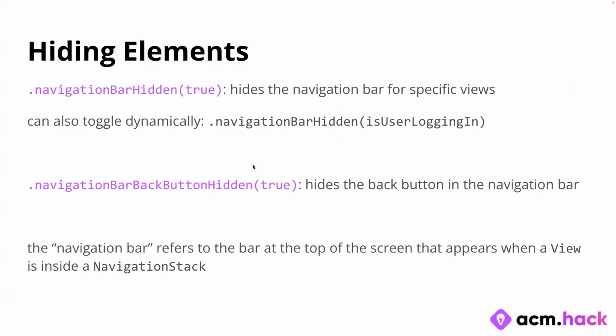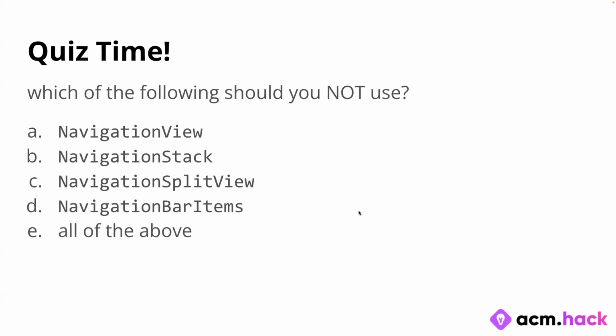And then we also have navigationBarBackButtonHidden, which hides the back button in the navigation bar as well. And in case you're a little bit confused about what the navigation bar refers to, it just refers to the bar at the top of the screen that appears when a view is inside a navigation stack. But yeah, those are some handy things you can use for your app.